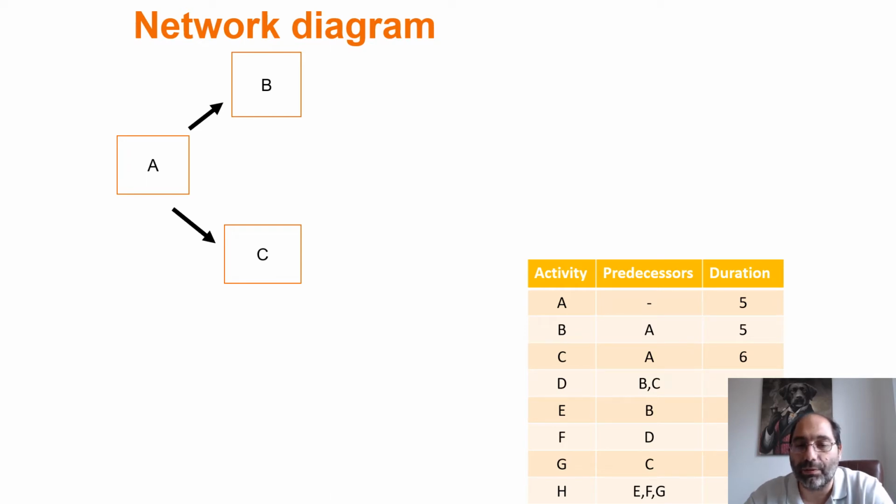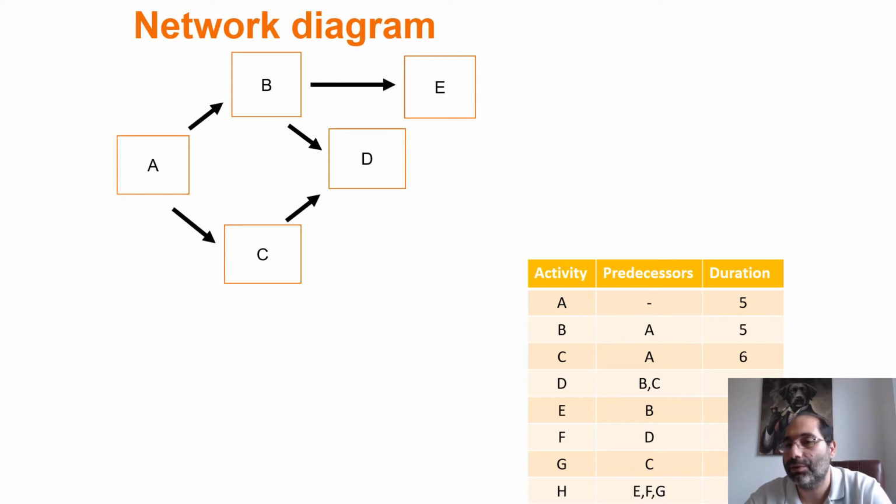Task D now has two predecessors, tasks B and C. So in other words, task D is a merge activity. So I will draw two arrows, one from B and one from C, ending at task D. And here is task D. Task E follows task B. So I will draw an arrow leading from B to E. Task F follows task D.